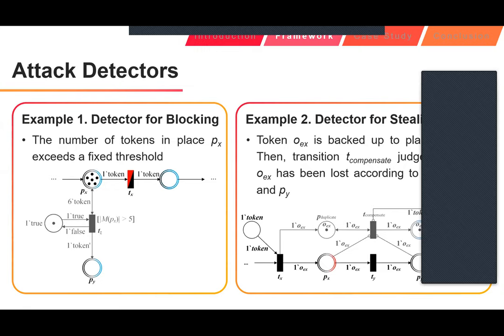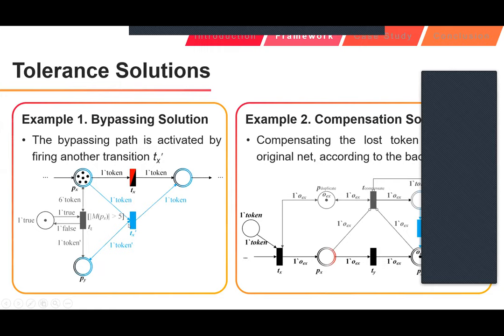Next, we introduce tolerance solutions. The first one is bypassing. When the detector detects that there is a blocking, it will trigger a new bypassing way. As shown in the figure, the bypassing path is activated by firing another transition TX. The solution for stealing is compensation. It means that when the detector finds some lost token, a backup token will be put back to the ONet.